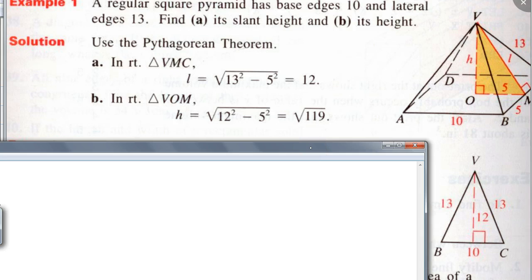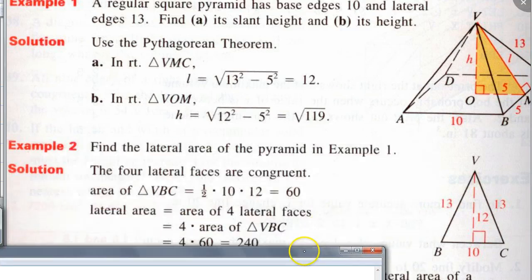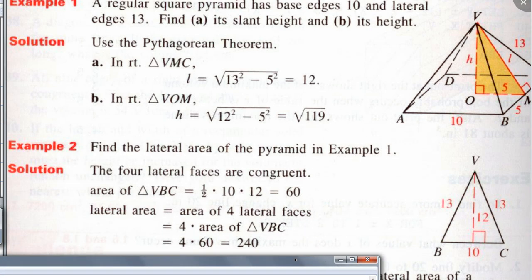So here, isn't that the lateral face? The dimension is 10 by 13 by 13. It's an isosceles triangle. We just found the height of this face, right? It's 12, the slant height. So of course the area of this triangle is 60, not 120. Some of you forgot to divide it by 2. Right, it's 60. And how many of these do we have? 4. So of course the answer is 240, right? Units squared. Okay. Easy enough?